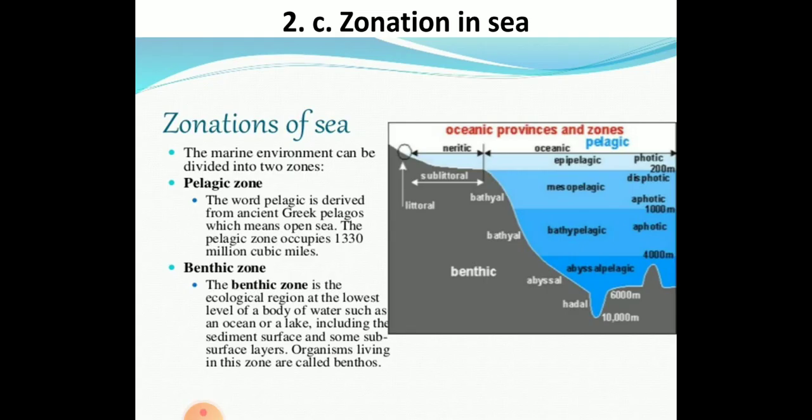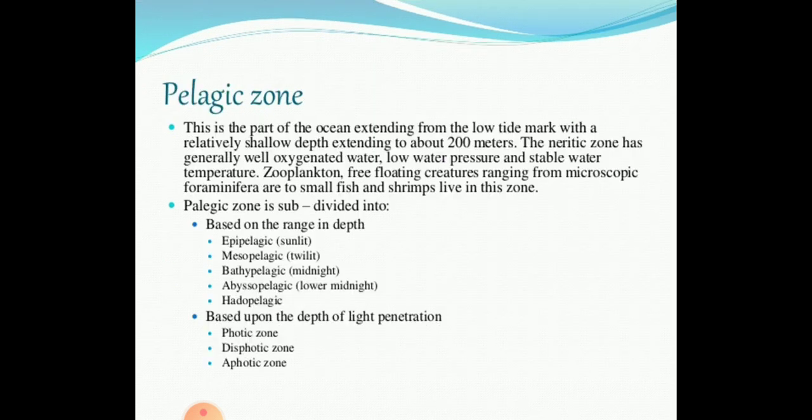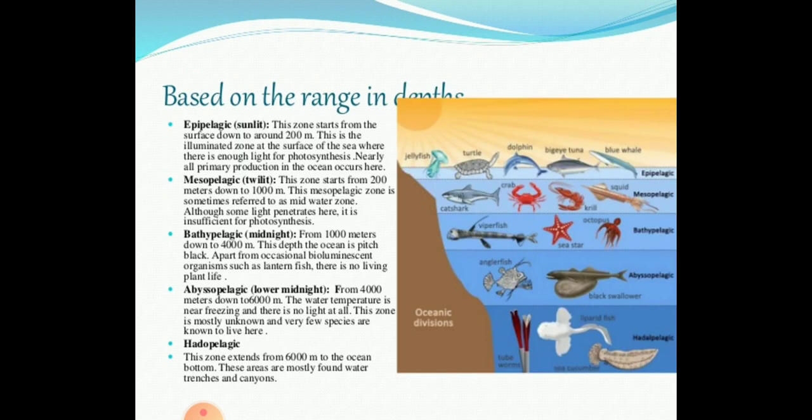Next, this is a very important question, zonation of sea. So there are two different zones, that is pelagic zone and benthic zone, and further the pelagic zone is subdivided into different zones depending on the range of depth and depth of light penetration. So epipelagic, mesopelagic, bathypelagic, then depending on the depth of light entering, photic, dysphotic, aphotic.